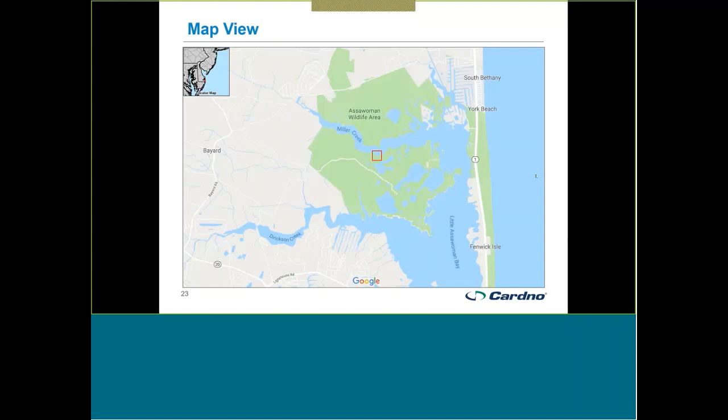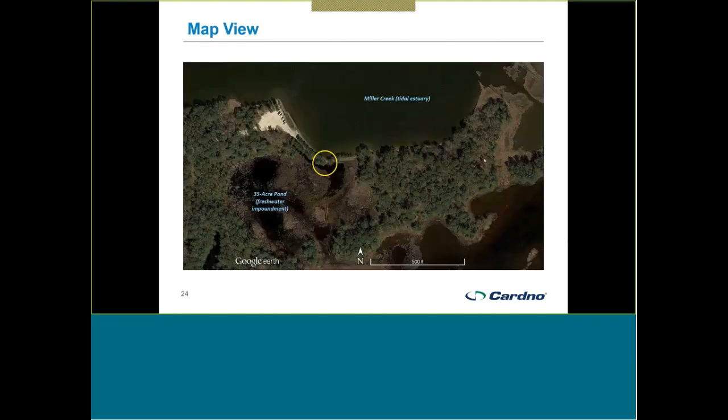A lot of folks on this panel and within various organizations of DNREC contributed to this project in a variety of different ways. So it was a really nice partnership, and I think a good example of both the design process and some of the construction techniques. You can see it's located in Little Assawoman Bay, which is one of these coastal estuaries. It's one of Delaware's three inland bays, kind of the lesser known inland bay.